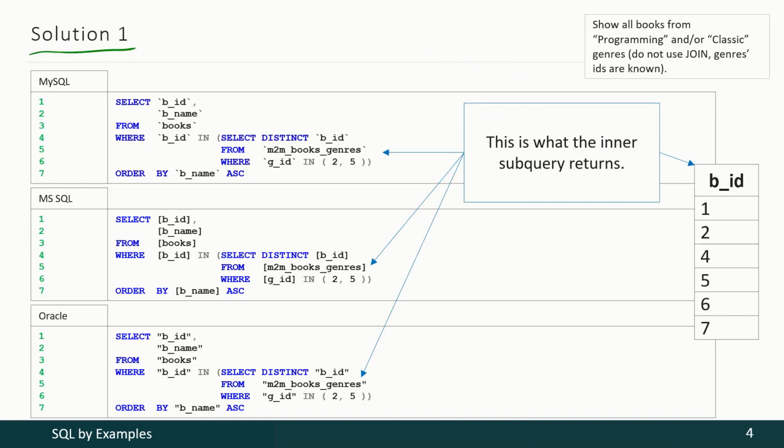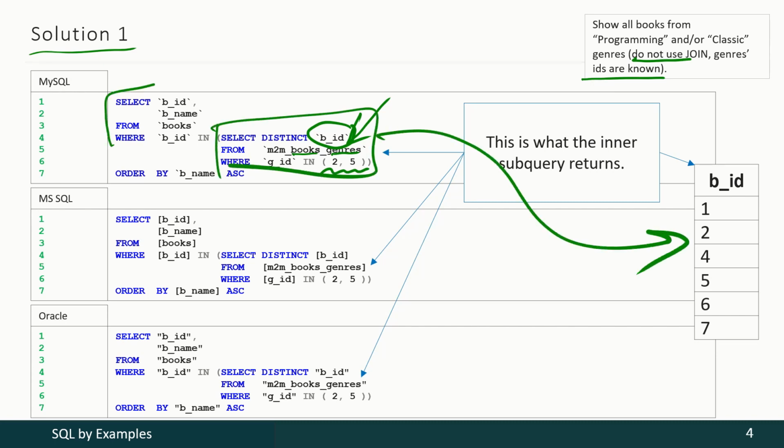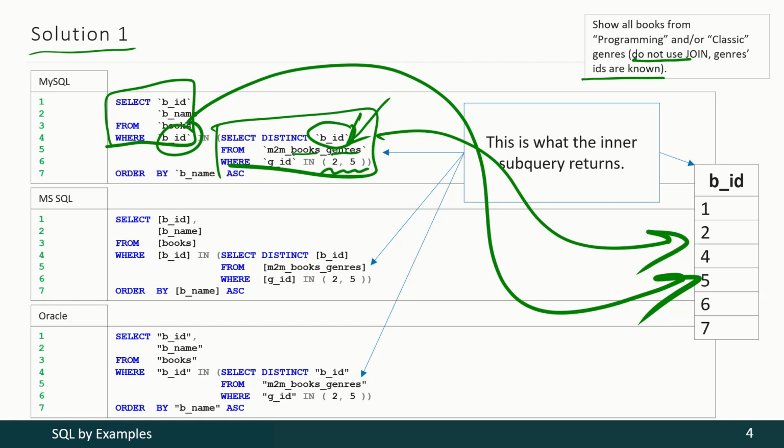In the first solution we cannot use joins but we know IDs of genres. So we have to use this table that stores information about connections between books and genres, and we select IDs of all books written in these two genres. This inner subquery returns us the following data. Then in the main part of the query we have to select books with IDs in this set. And that's all, and the solution for Microsoft SQL Server and Oracle is exactly the same.